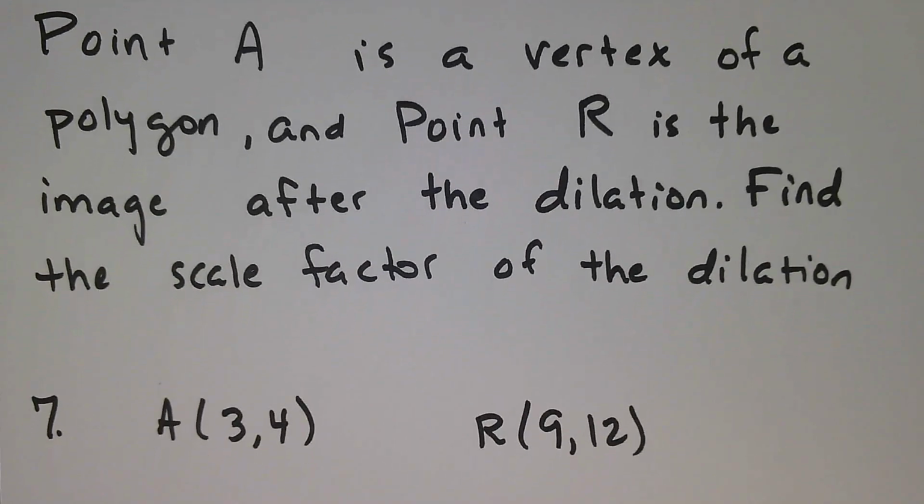Okay, we got point A. It's a vertex of a polygon, so it's one of the corners on a polygon. Point R is the image after dilation, so we have expanded or contracted to create a new polygon. We're going to find the scale factor of the dilation.